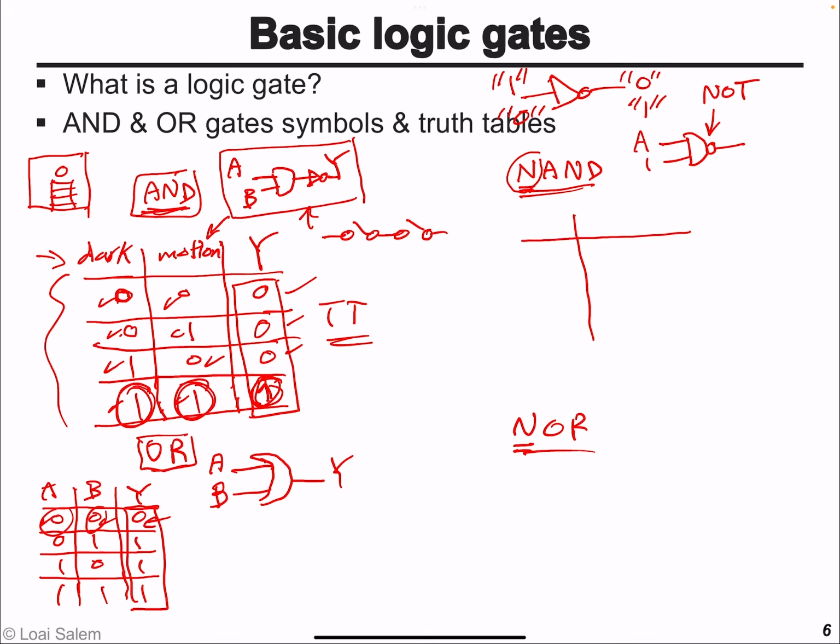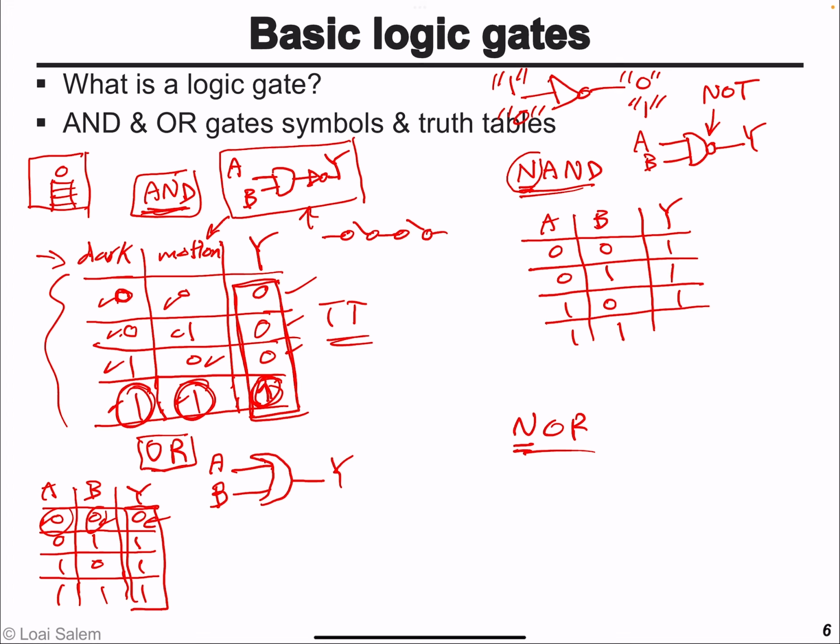So if we assume this is A B, this is Y. Again, we have 4 possibilities. So it will be essentially the AND output just inverted. So it will be 1, 1, 1, 0. And so the output is only 0 when both inputs are 1.